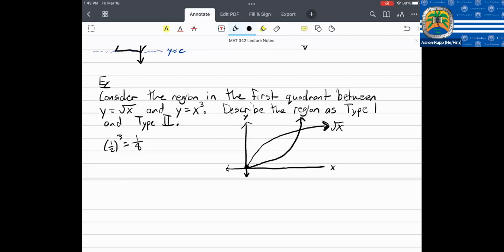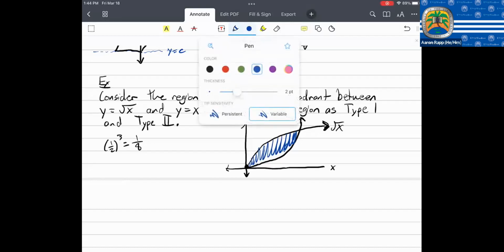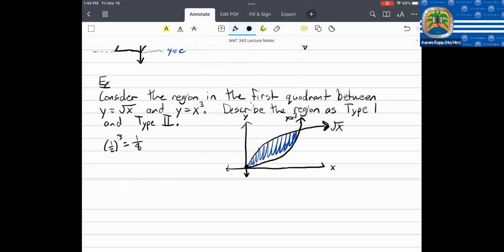And I know that these two graphs are going to intersect. So we're talking about the region in the first quadrant between these two functions. What we're considering is that region right there. That is the region of consideration. So now I need to figure out on the x-axis what values I lie between.